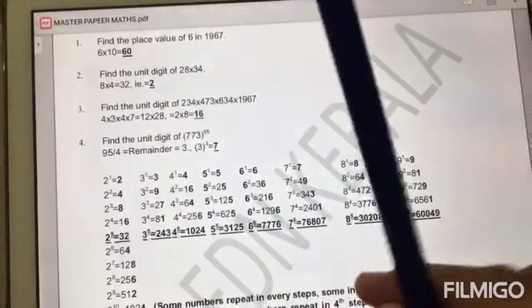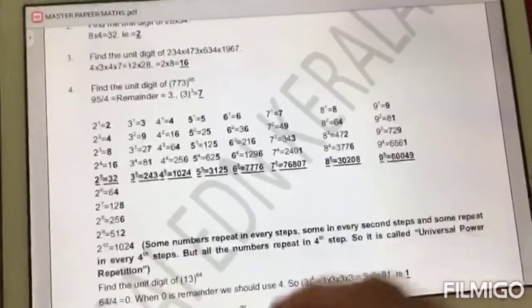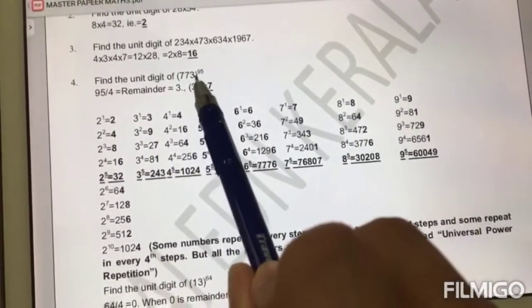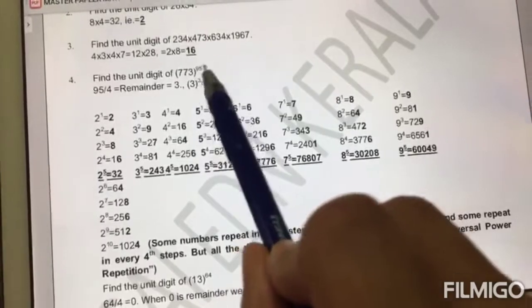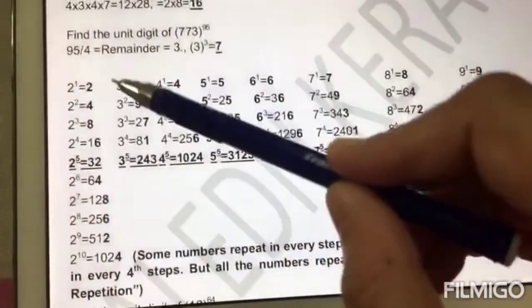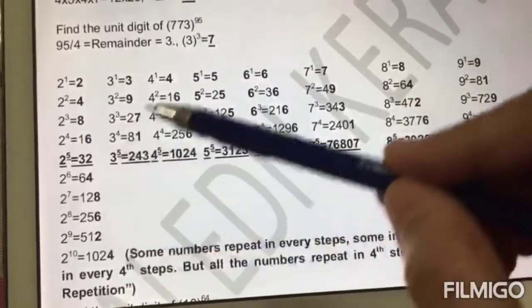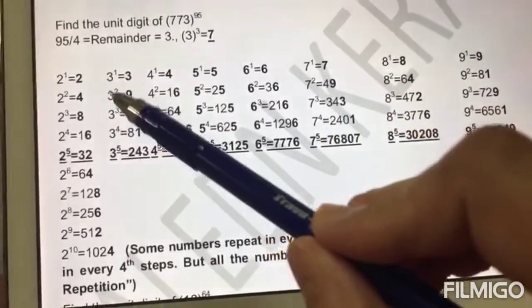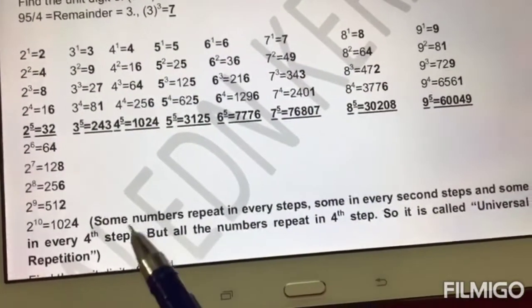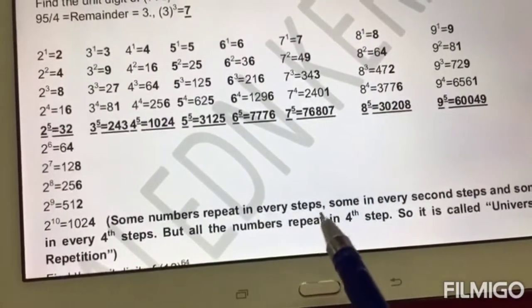Okay. Number 4. Now these are important types of questions. Whenever you're given this question, find the units digit of 773 raised to a power, in this case 95. See, when you take tables like this, like 2 raised to 1 is 2, 2 square is 4 and so on, you will notice that some numbers repeat in every step.